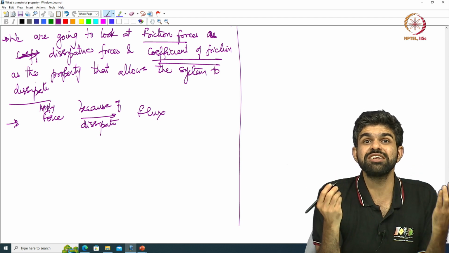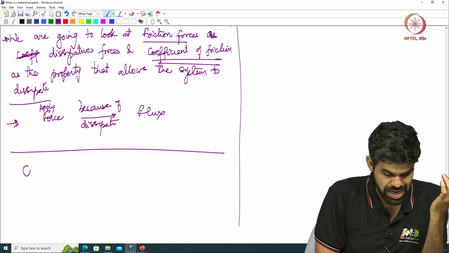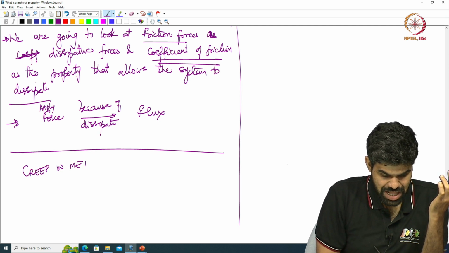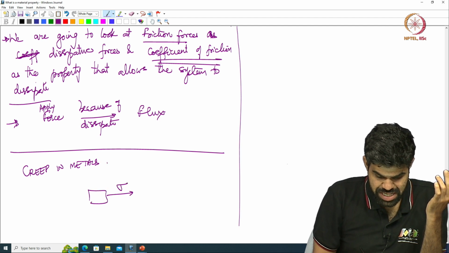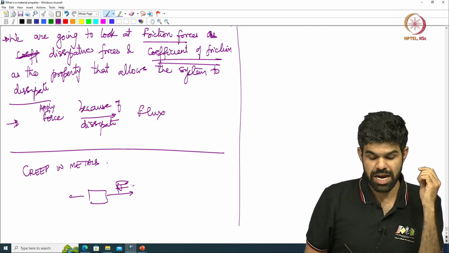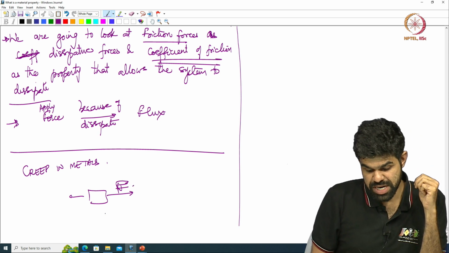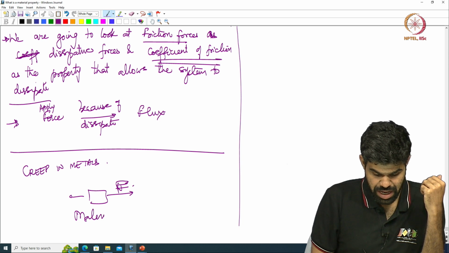And that is nothing but plastic deformation in metals. It is called creep. So, creep in metals means I apply a constant stress, or constant force in some sense, and because of this constant force the material keeps expanding.